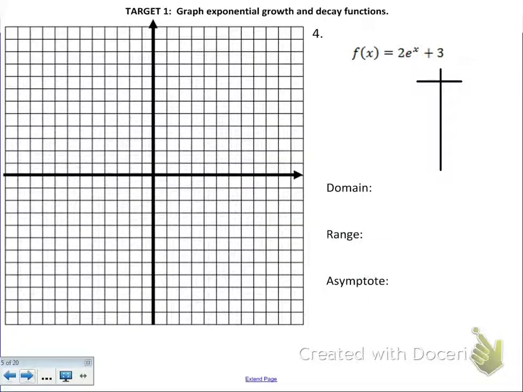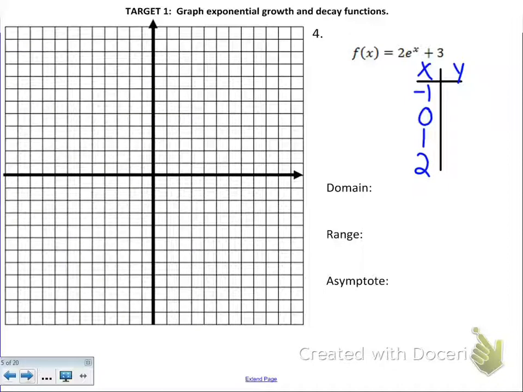Okay, here we're doing a graph. So f of x equals 2 e to the x plus 3. We're going to start off with trying to fill out our xy chart. We're going to be doing -1, 0, 1, and 2.